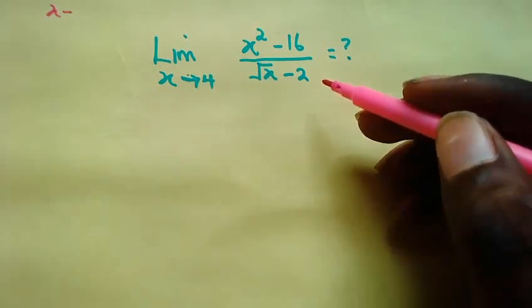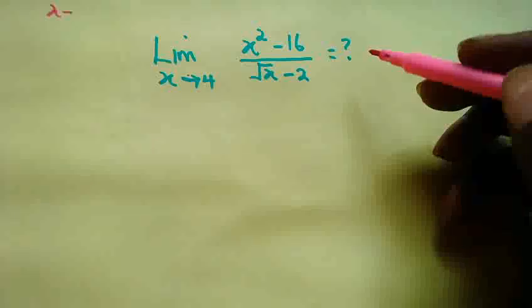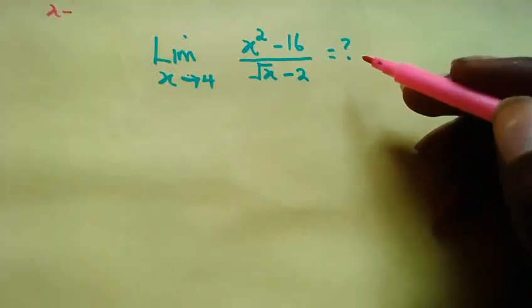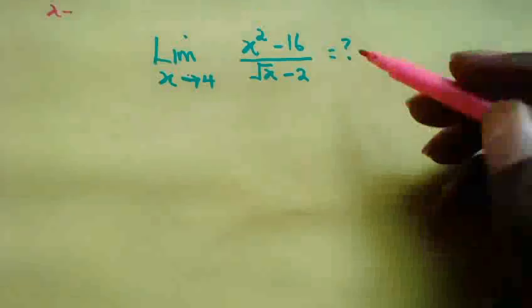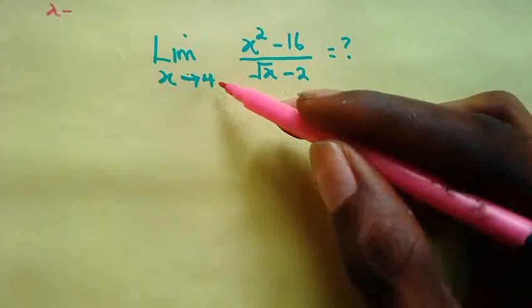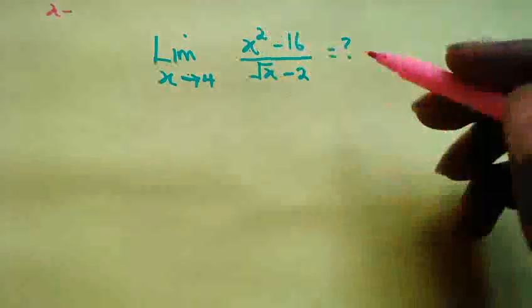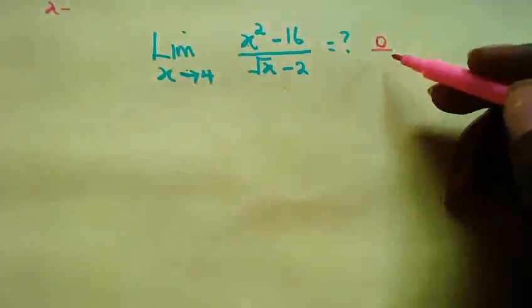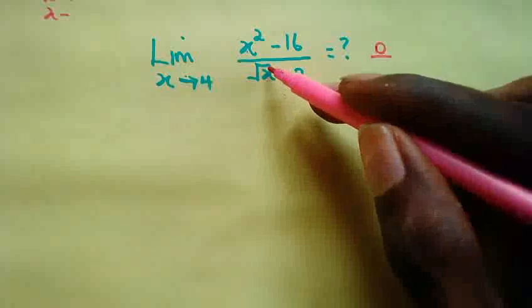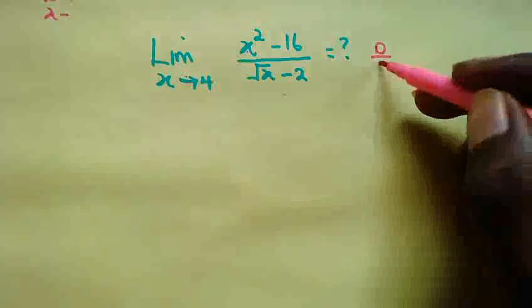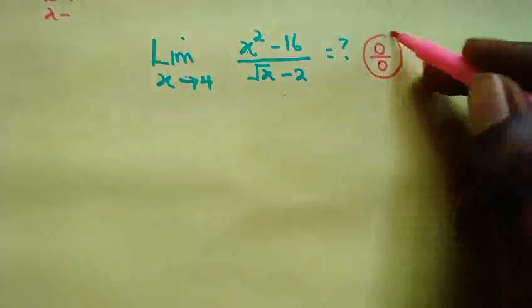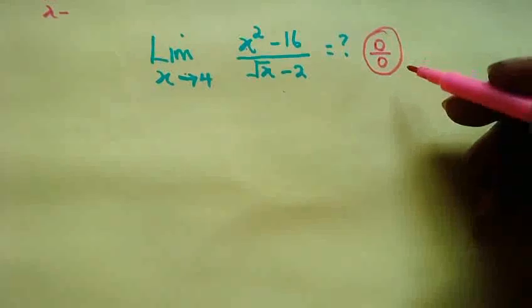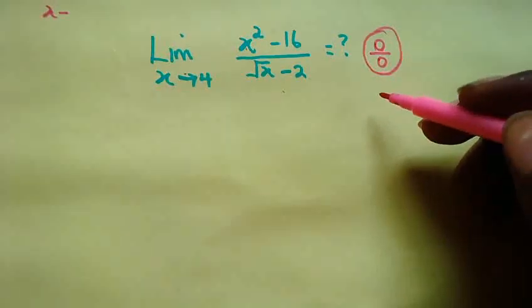So how do we solve this problem? Let us make a direct substitution first and see if we can easily calculate this limit. Remember x is approaching 4, so here 4 squared is 16 and 16 minus 16 is 0, over, here, the square root of 4 is 2 and 2 minus 2 is 0. We have 0 divided by 0, which is not allowed in mathematics. This is an indeterminate form.